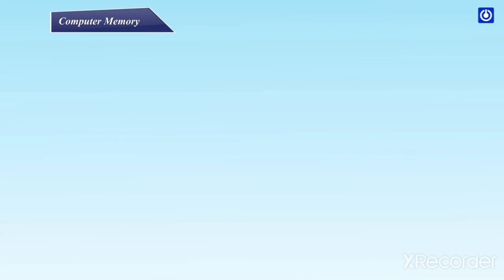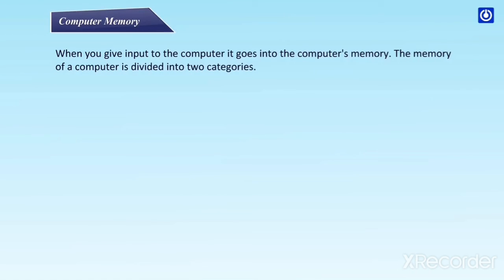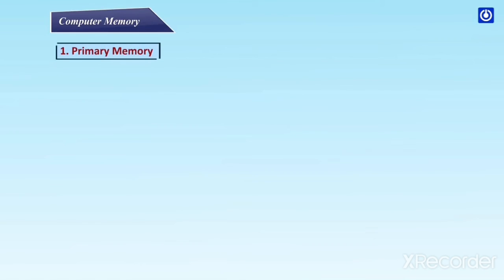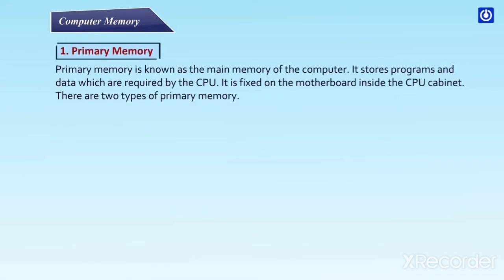Computer memory. When you give input to the computer, it goes into the computer's memory. The memory of a computer is divided into two categories: primary memory and secondary memory. Primary memory is known as the main memory of the computer. It stores programs and data which are required by the CPU. It is fixed on the motherboard inside the CPU cabinet. There are two types of primary memory: read-only memory, ROM, and random access memory, RAM.